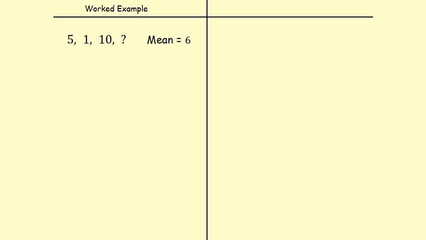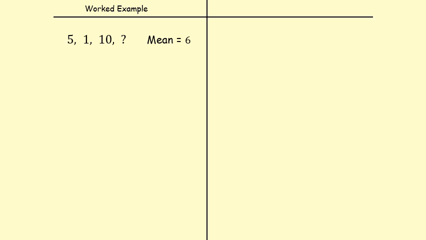So we're going to start by copying down the example as I go. So if you need to pause the example and rewind this a little bit just so you can get everything down, that's absolutely fine. Okay, so we have 5, 1, 10, something. And if we add all of those numbers up, including the something, and divide by how many there are, we get a mean of 6.